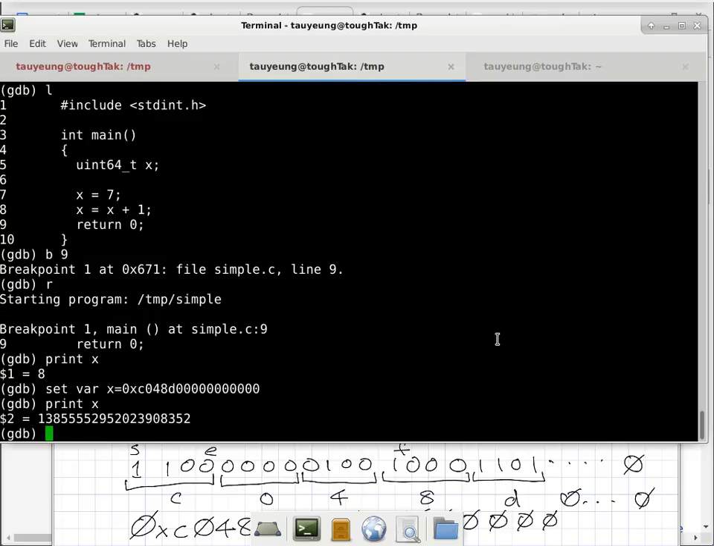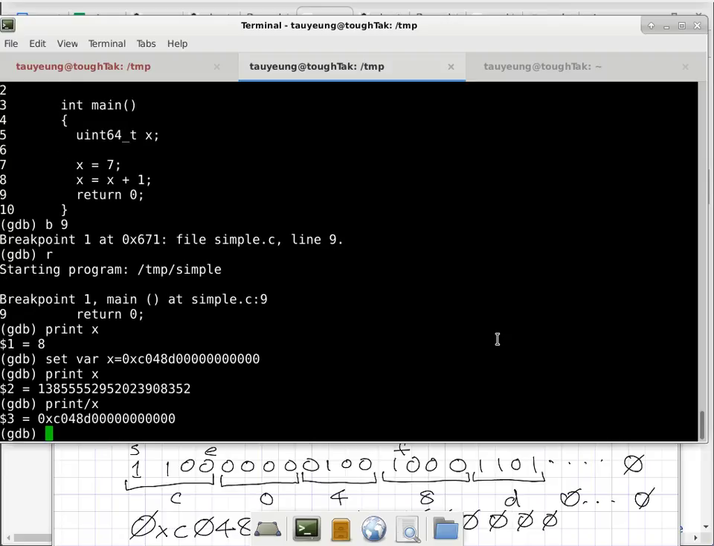Let's check. Ooh, wait, that doesn't look like a C something. Well, that's in decimal. The number that I entered earlier, which is a hexadecimal or base 16 number, C048D and so on, in decimal looks like this, which is nothing like negative 49.625. If I print it in hexadecimal, which is slash x as a syntax, it would give us back what we entered earlier.